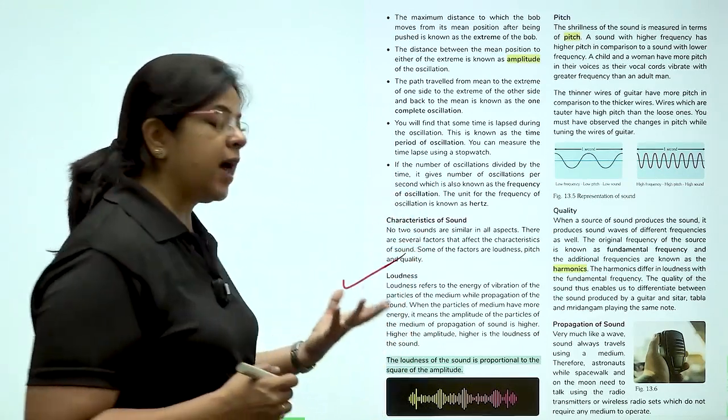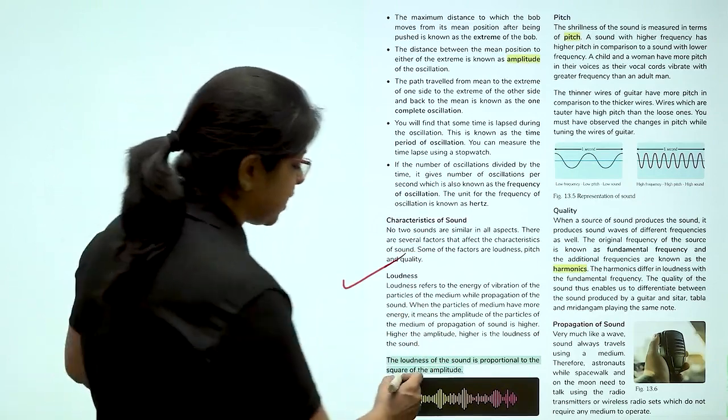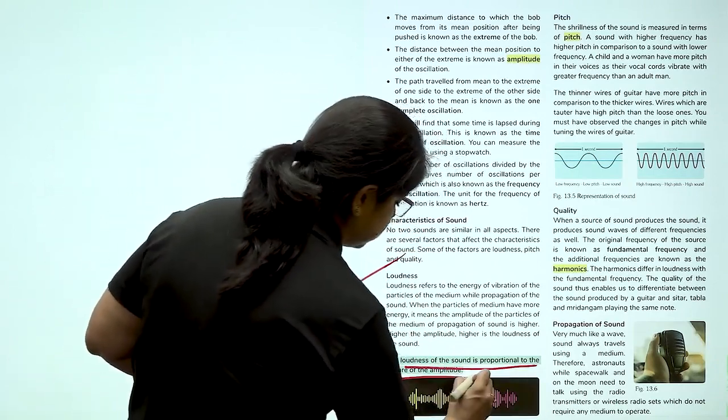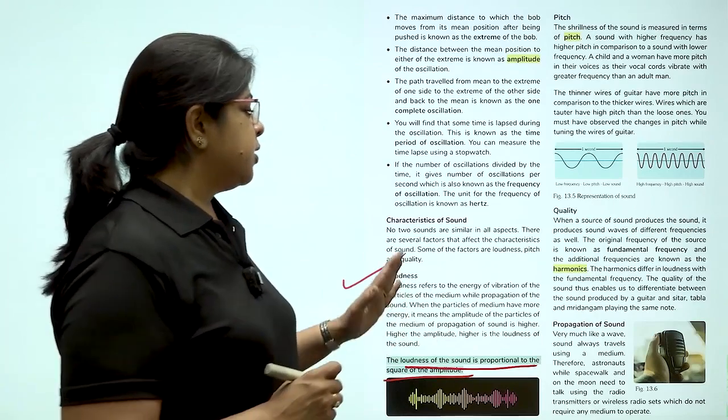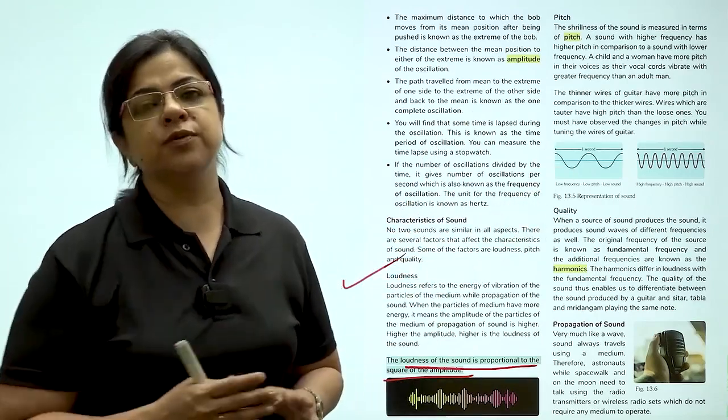So there are basic characteristics of sound. A sound can be loud. A sound can be soft. So what is loudness of sound? It is proportional to the square of the amplitude. To understand more, let us watch a video.